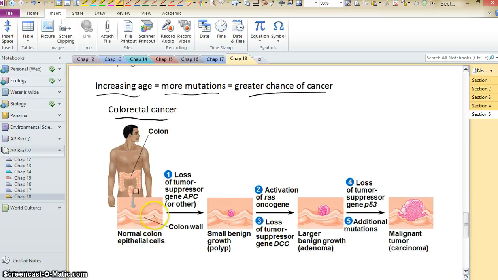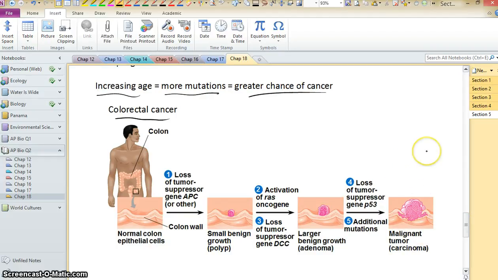Colorectal cancer is in your rectum and colon, and this tube is part of your digestive tract, and what can happen is these little growths known as polyps can develop on the inside of your colon, for example, your large intestine, and they can get bigger and still be relatively benign, but then they can start to break through the wall of the colon and spread and become malignant.